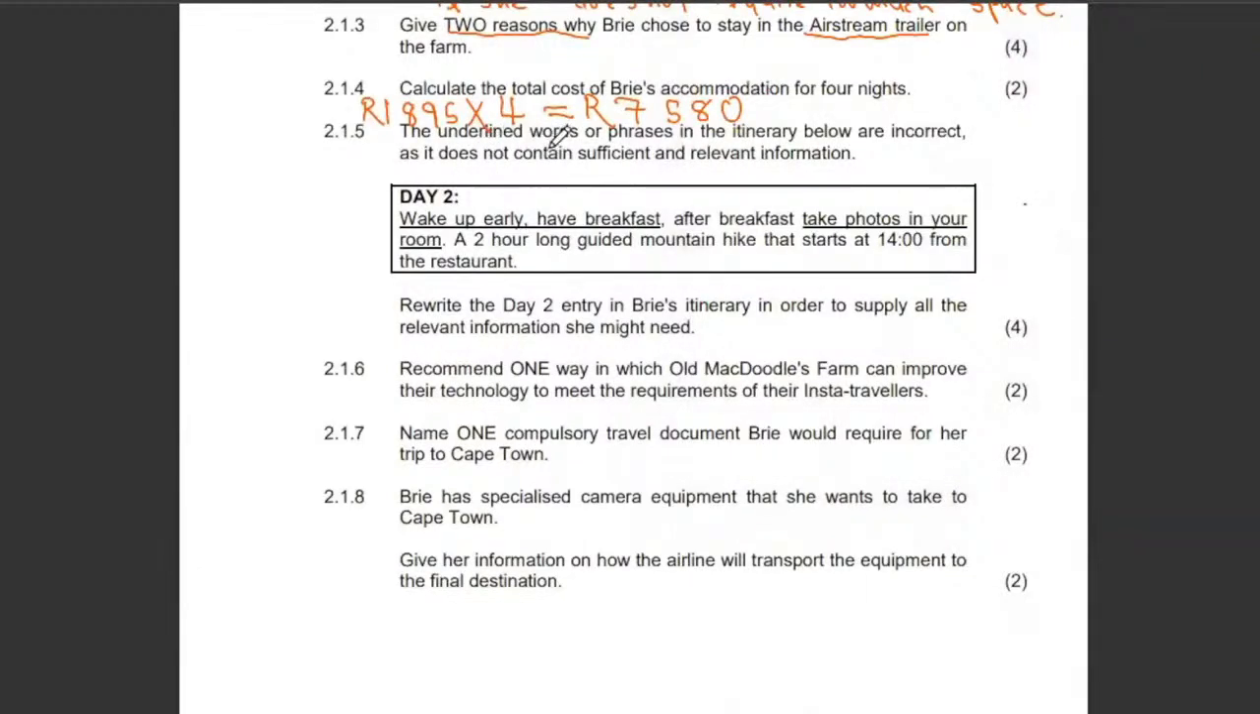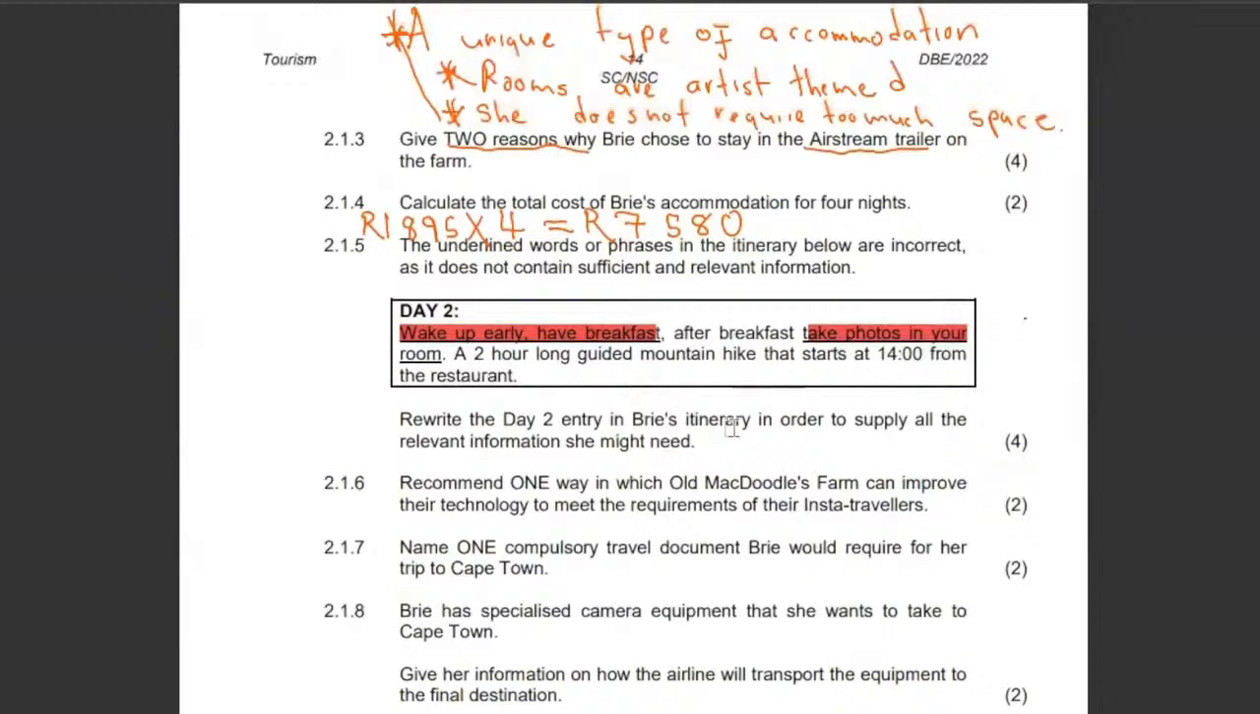The underlined words or phrases in the itinerary are incorrect, as they do not contain sufficient and relevant information. So we do have the underlined words. Let's highlight them. The first one is wake up and have breakfast. And the second one is take photos in your room. Those are the two which we need to correct.